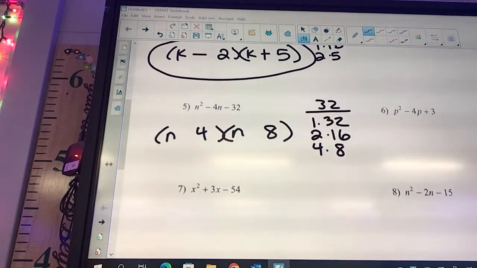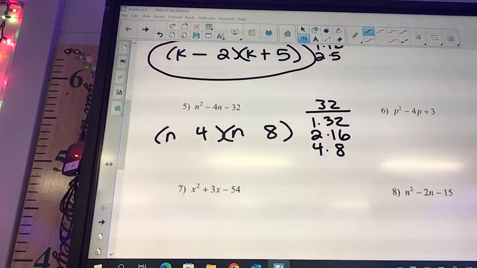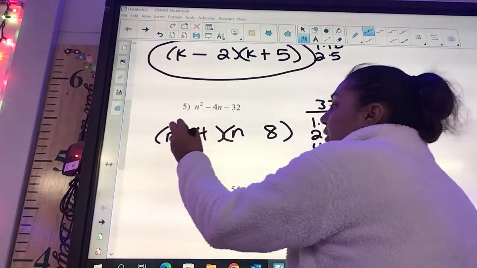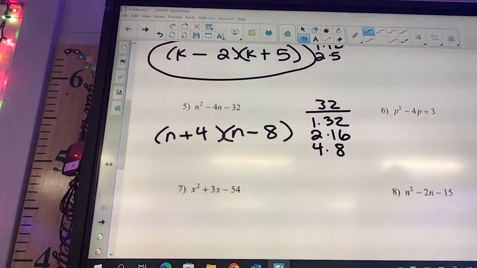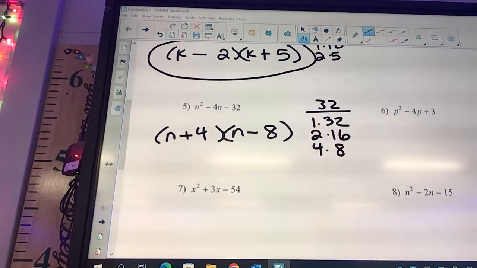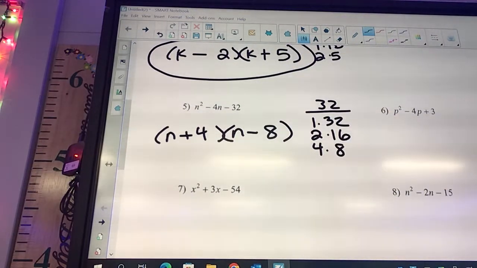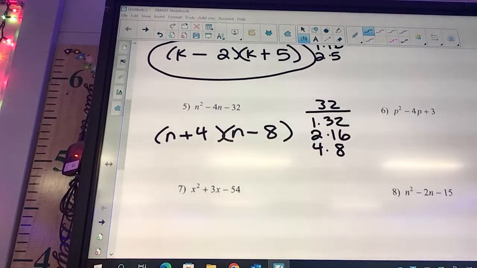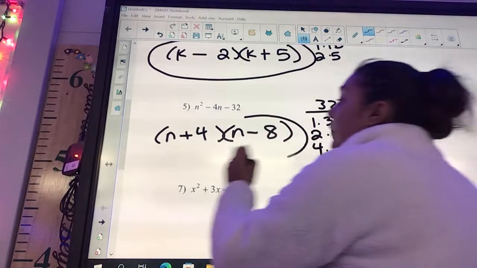Plus 4 minus 8. Check it on your calculator. Type in plus 4 minus 8. Okay. Did that work? Good. Then that lets you know it's right.